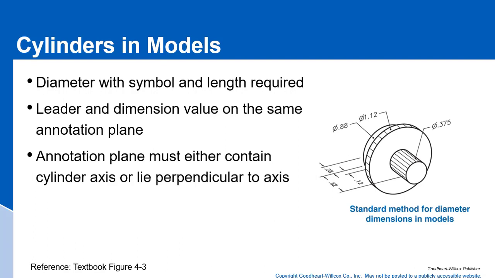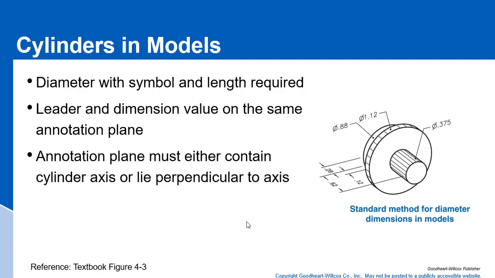Now let's talk about cylinders, and this is specifically how they're dimensioned in models. What you can do in a model is attach these dimensions to the model as so. You're going to use a diameter symbol, and then you're going to bring this down with a leader. Leader and dimension values are placed in the same annotation plane. It's kind of beyond the scope of this course, but the annotation plane is the plane that they're putting these dimensions on.